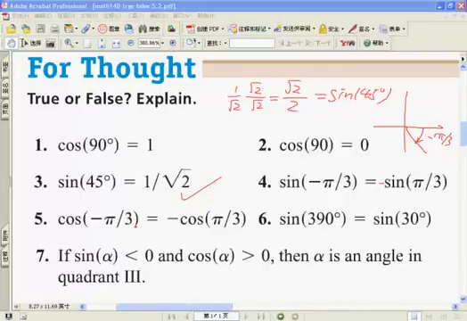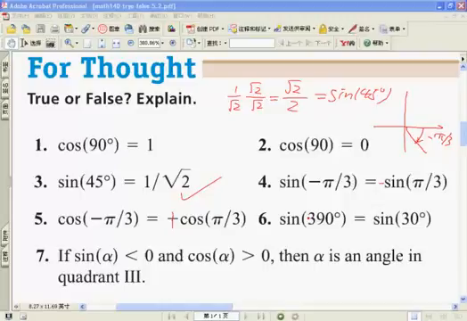So once again, the reference angle of negative pi over 3 is pi over 3, right? Then we need to determine the sign of cosine in this quadrant 4. What is the sign of the cosine in the quadrant 4? Positive, right? So that means this should be positive, not negative. So this is false, not true. Okay?